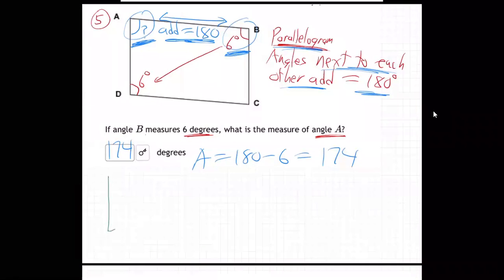Let me show you. So what if we have a rectangle? And in a rectangle, you know that these angles are all 90, aren't they? They're all right angles.